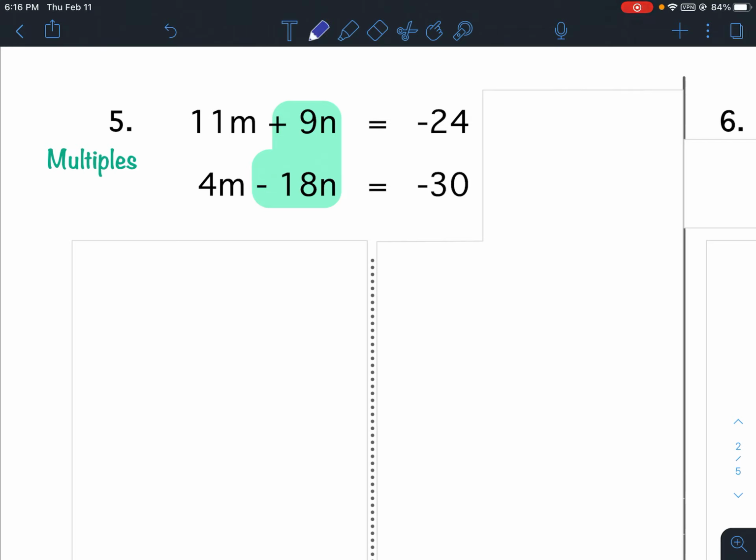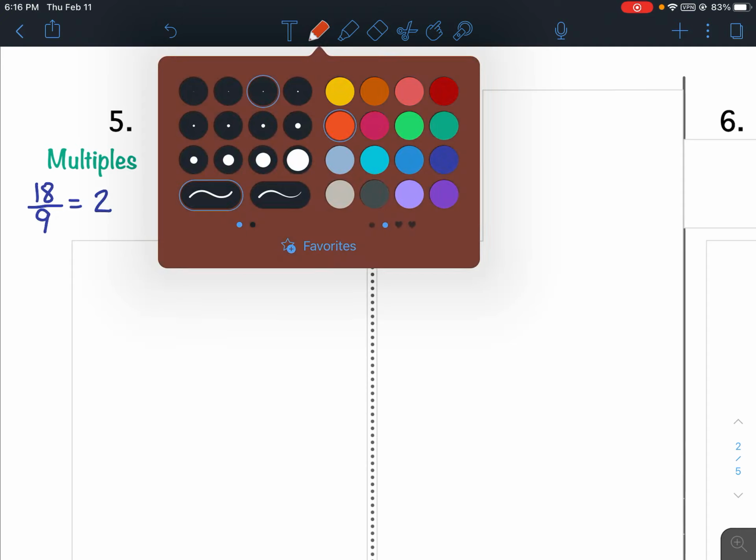I've got negative 18 and 9, thinking of the absolute value. 9 is the smaller term, so I'm going to multiply the top equation. Well, what do I multiply by? I need the opposite of the larger number. The larger number is negative 18, so I need a positive 18. And then I divide by the smaller number, which is a 9. What I need divided by what I have, or the opposite of the larger divided by the smaller. 18 divided by 9 is 2. So I'm going to multiply this top equation by 2.